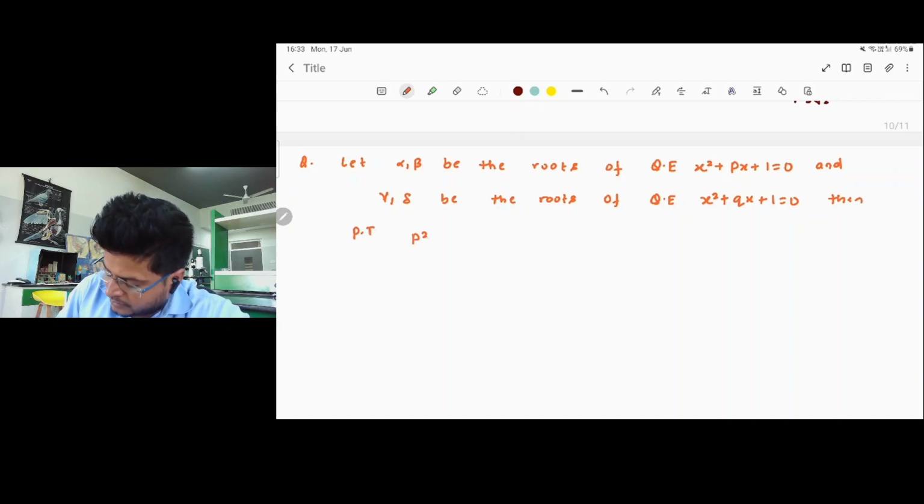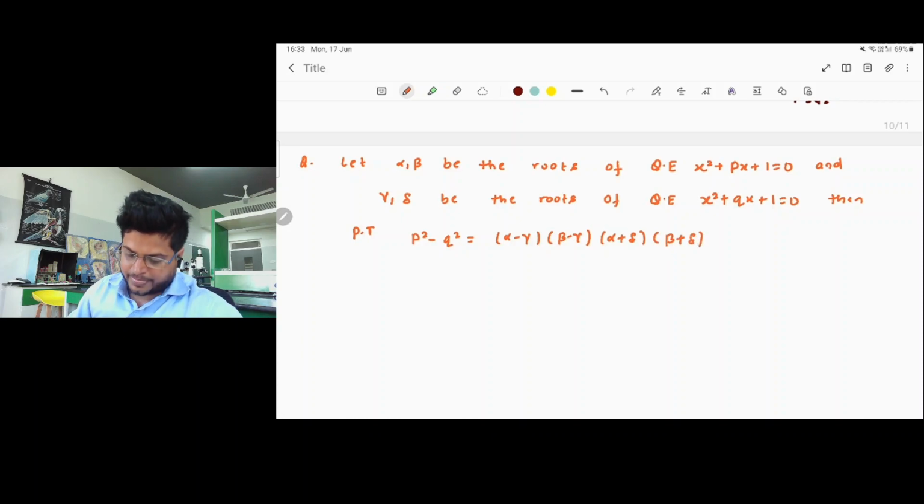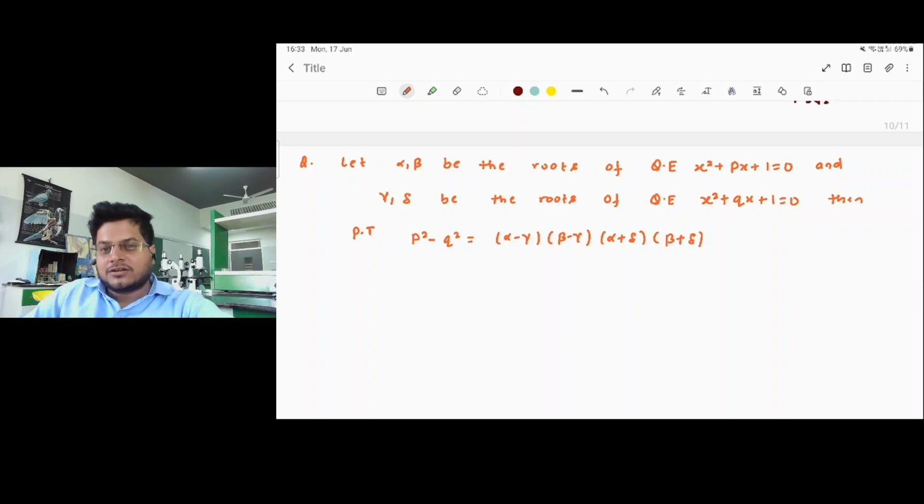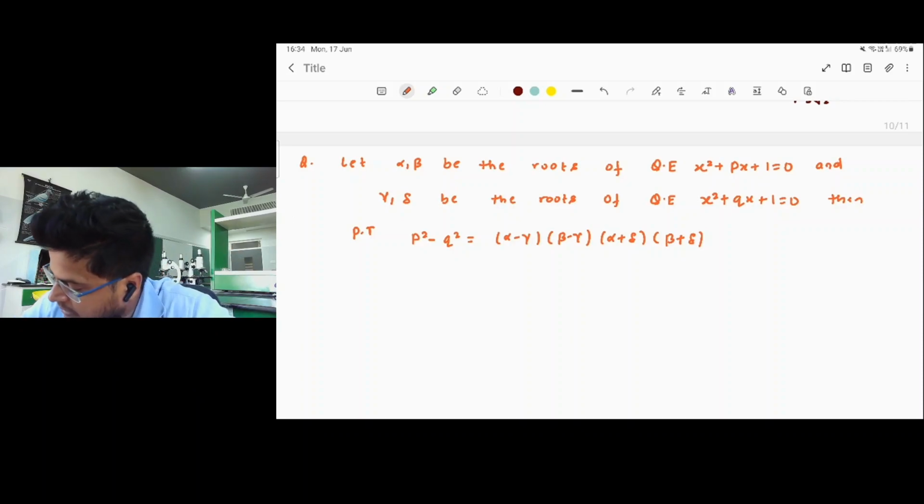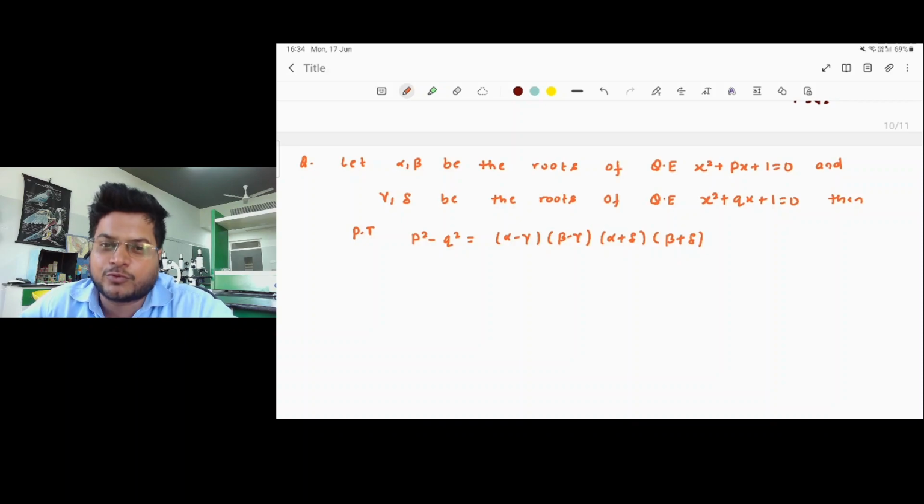Then prove that p square minus q square equals alpha minus gamma, beta minus gamma, alpha plus delta, beta plus delta. Okay. So the question is that alpha, beta are the roots of x square plus px plus 1 equals 0, and gamma and delta are the roots of x square plus qx plus 1 equals 0, and then we have to prove that p square minus q square equals alpha minus gamma, beta minus gamma, alpha plus delta, and beta plus delta. Okay, so how shall we proceed with this question?